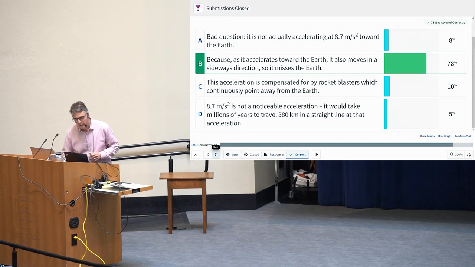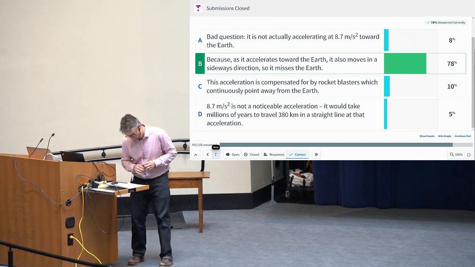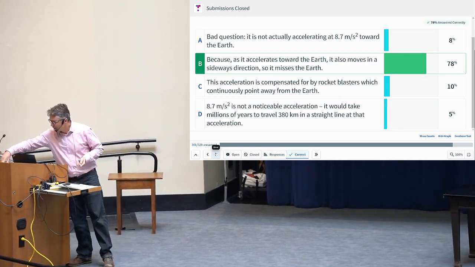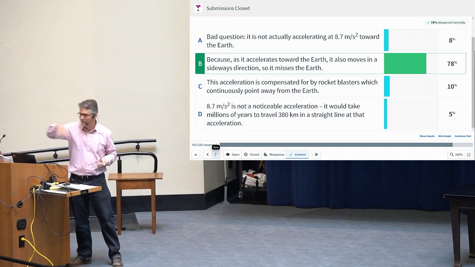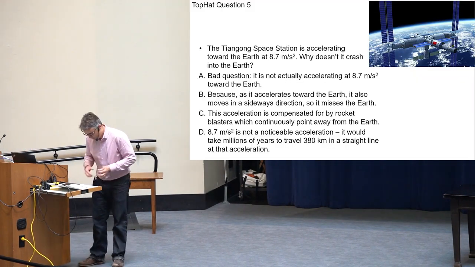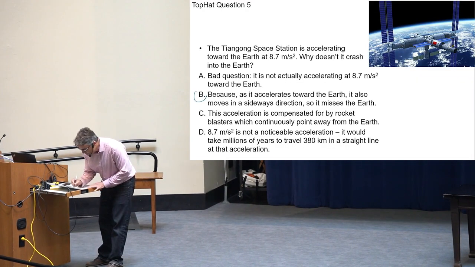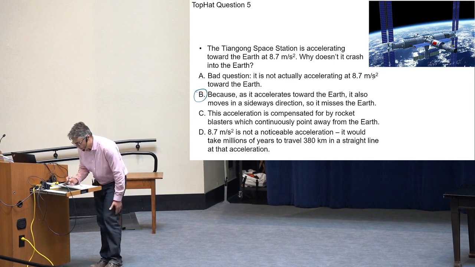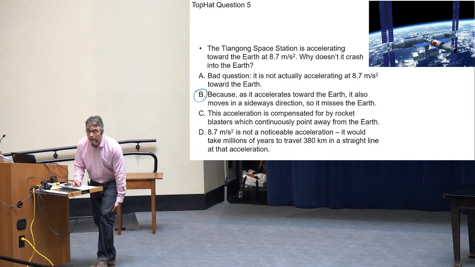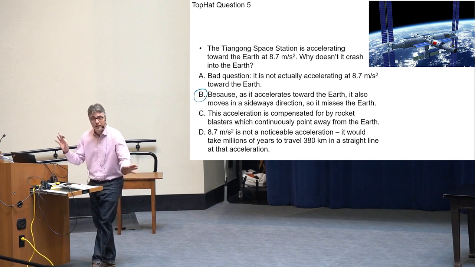Well, that's very nice. That's exactly what I was thinking as well. So that's what an orbit, I guess, is: you're kind of always missing, right? It's falling with style or something. So I liked this. It's certainly true that the radial acceleration is 8.7. There's no rocket blasters needed for an orbit. Once you get up there, you turn off all the engines and you're just floating.